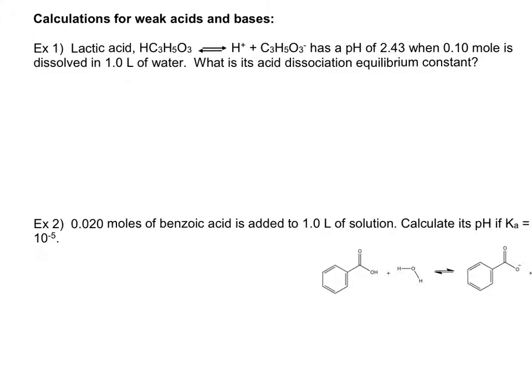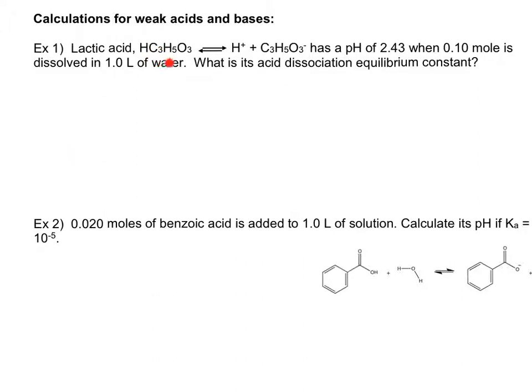Let's start with the first one here. It says lactic acid. They give you the formula. They give you the dissociation as well. It says it has a pH of 2.43 when 1/10 of a mole is dissolved in 1 liter of water. What is its acid dissociation equilibrium constant? Now that's a long name. Acid dissociation equilibrium constant, what's that? That's just the Ka. That's all they're looking for. So we're going to start with the dissociation equation. We're given that. I'm just going to rewrite it in case I need an ICE chart or something.